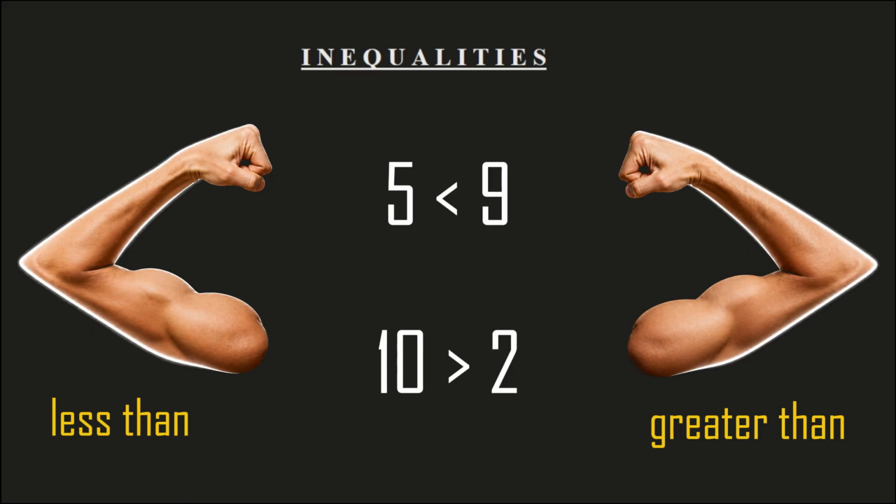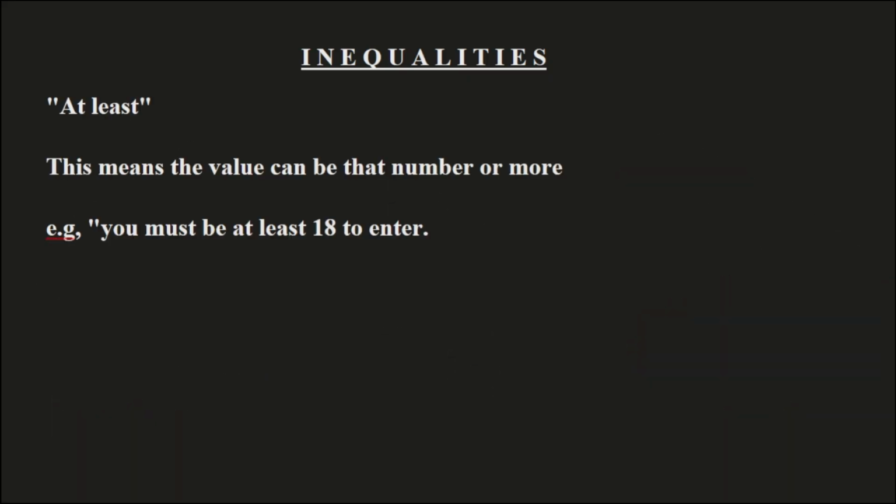Now let's go through important terminologies using real-life examples. At least means the value can be that number or more. For example, you must be at least 18 to enter. This means your age can be 18 or anything above. So we write x is greater than or equal to 18.